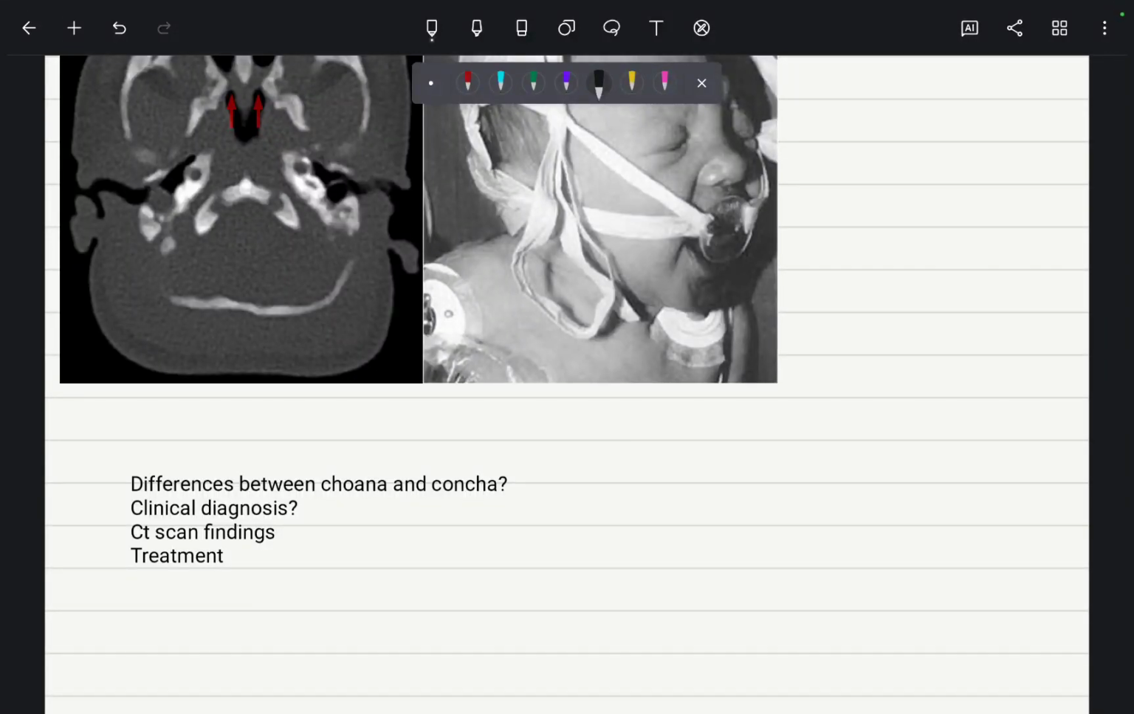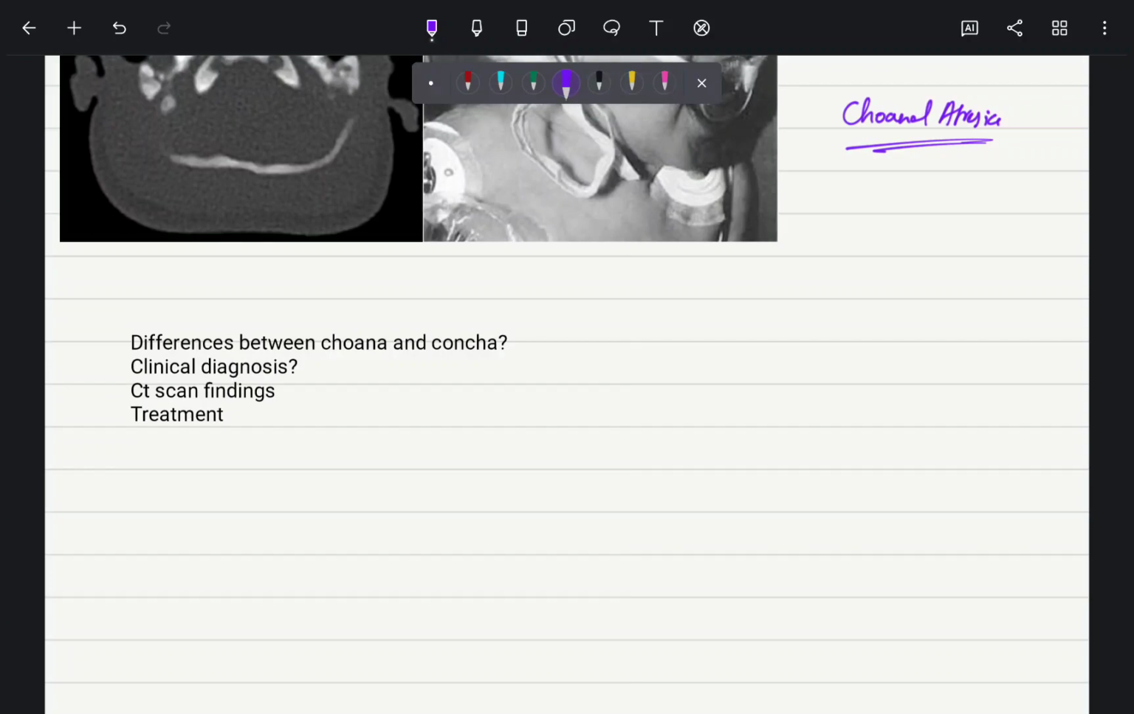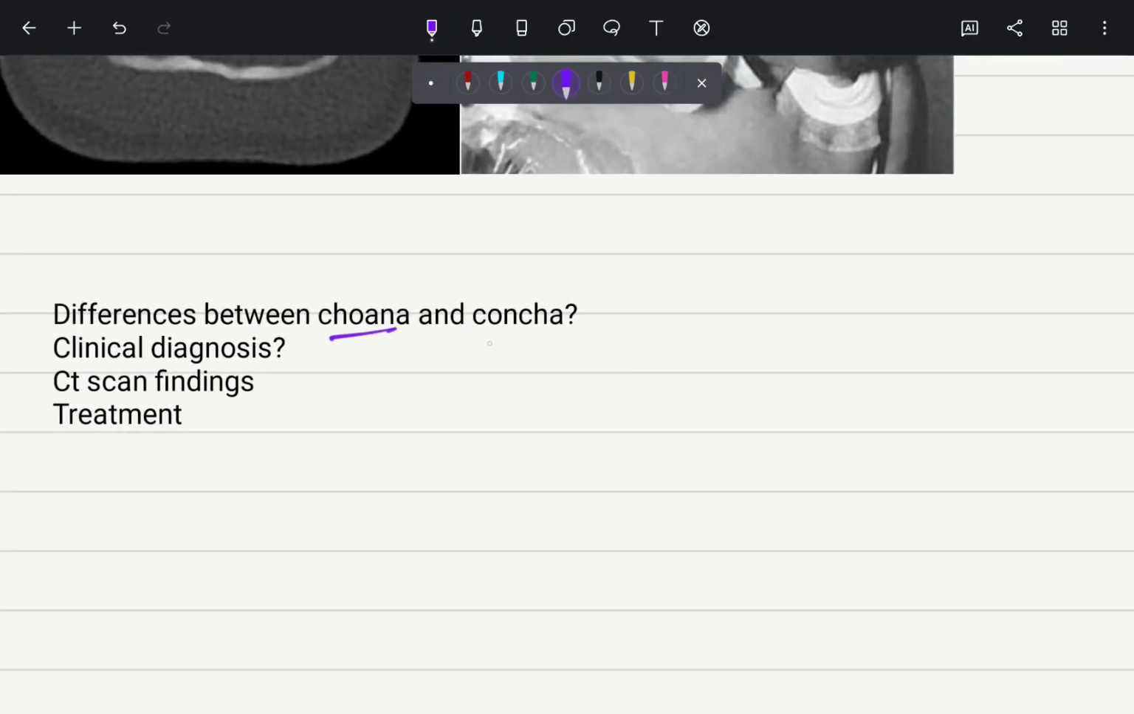Dr. Science. So today our topic is going to be about choanal atresia. And in this video I will be mainly talking about the differences between choana and concha, how the clinical diagnosis is made, what are the CT scan findings, and what is the treatment to be given in this patient. Okay.